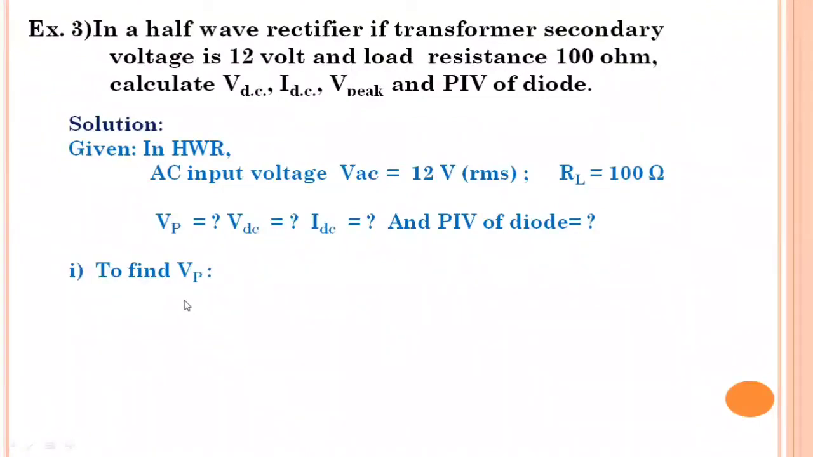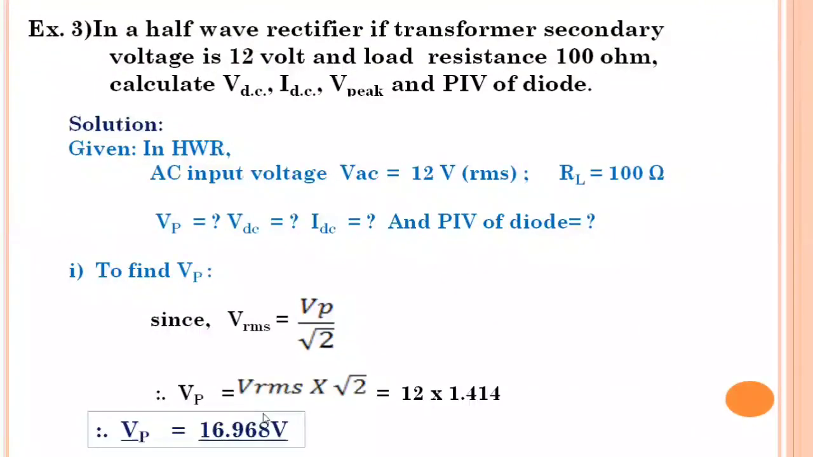Now, how to find the peak voltage? As usual, since the RMS voltage across the secondary is 12 volt, we know that RMS voltage is given by peak upon root 2. Therefore, the peak voltage equals VRMS into root 2. So put the value of RMS, 12 into 1.414. If you calculate it, you'll get the peak voltage as 16.96 volt.